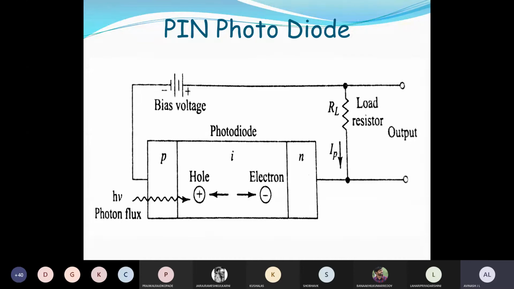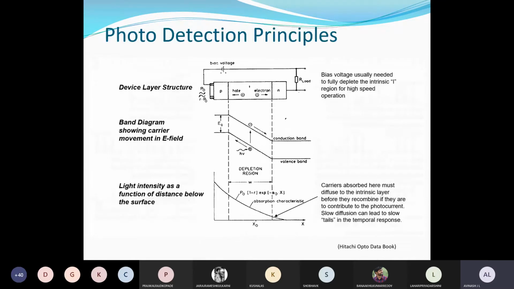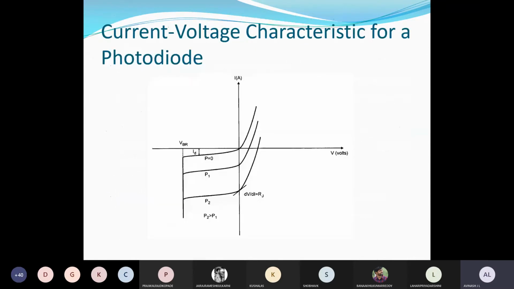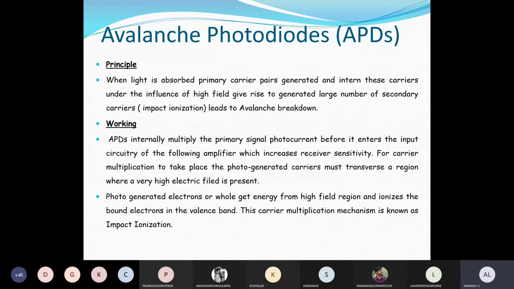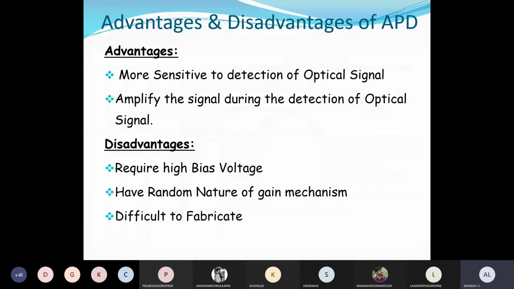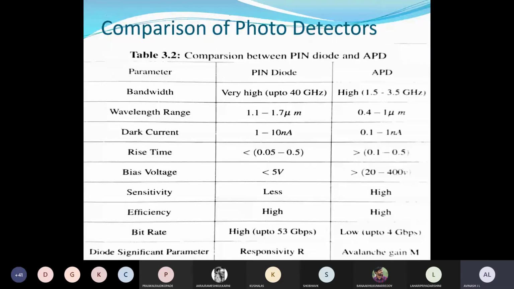Once an amount of light is incident, I need to produce current. That is exactly the basic idea of the PIN photodiode. In the last class we have gone through all these things, up to the avalanche photodetector. We have seen the advantages and disadvantages. So now we will have the comparison.